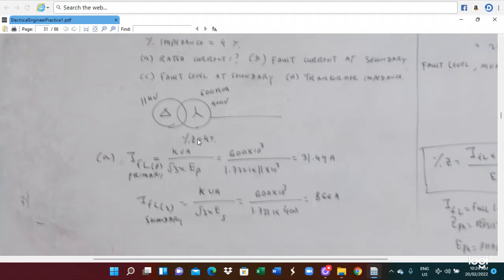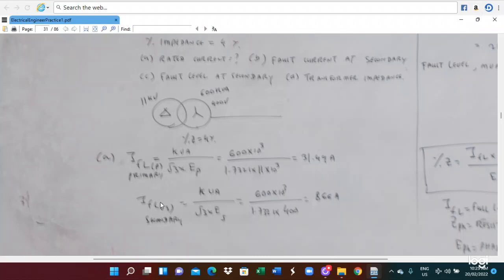In this case, our percentage impedance is given as 4%. So we have to calculate the normal primary full load current. Primary full load current is the transformer kVA, given as 600 kVA, divided by √3 and the line voltage, which is 11 kV. So 600 multiplied by 10 power 3, √3 is 1.7321, 11 multiplied by 10 power 3. We calculate and we get 31.49 ampere. This is the primary current.